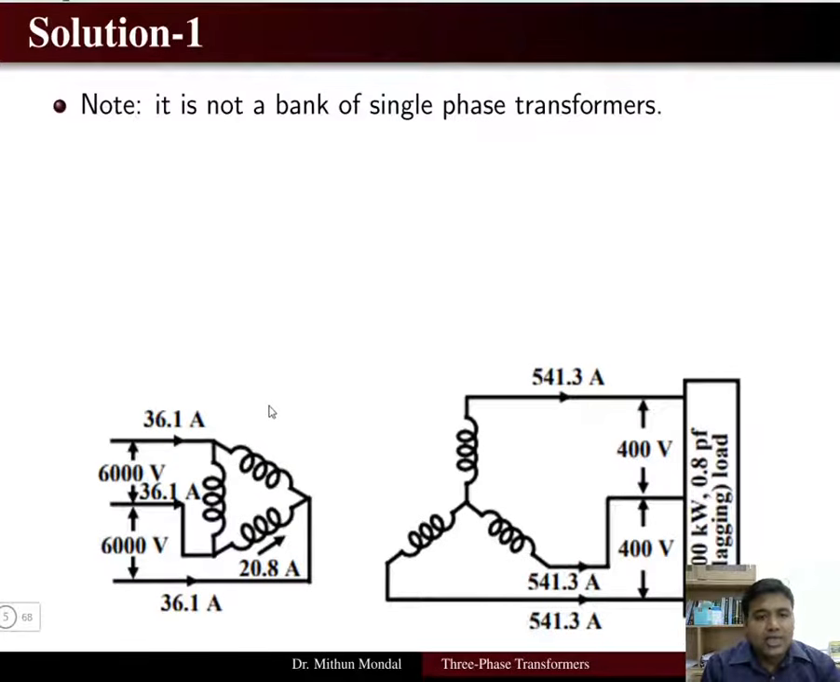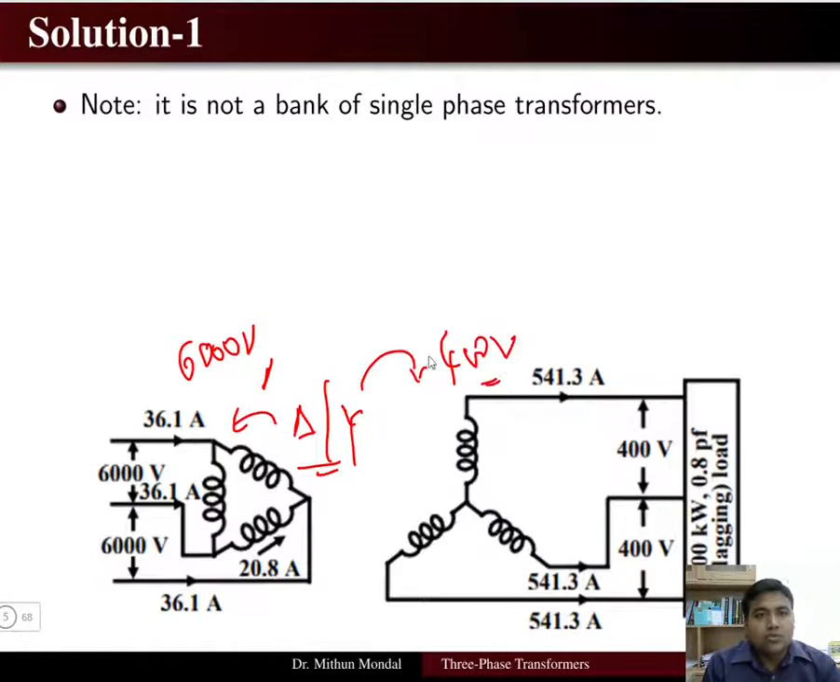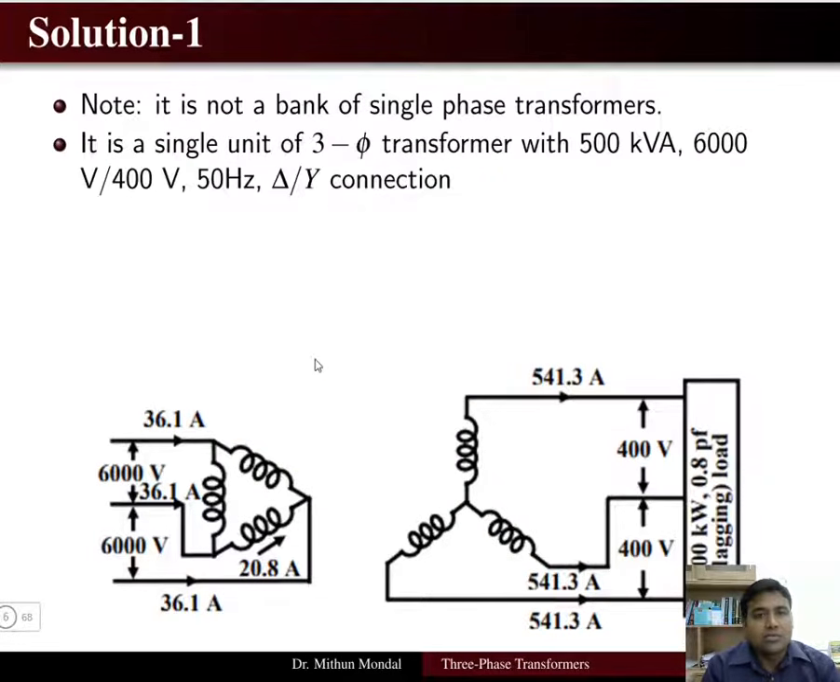So here we have a delta-star connected transformer. Delta is on the high voltage side, which is 6000 volt, and the star connected side is 400 volt. Now you have to make a special note that it is not a bank of single-phase transformers, but a three-phase transformer as a single unit, with a rating of 500 kVA, 6000 by 400 volt, 50 hertz, delta-star connected.